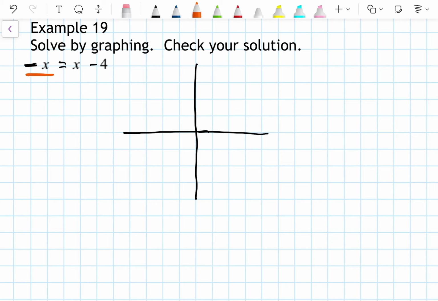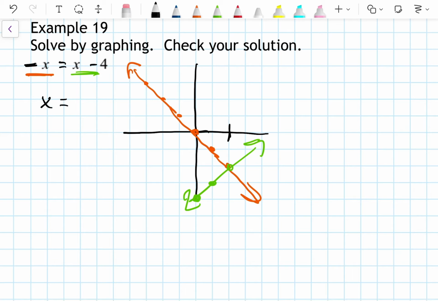The left piece is y equals negative x, so that would have an intercept of 0, and my slope is going down. So it'd be a line like that. My other one would have an intercept of negative 4 and a positive slope, so it'd be like this. My solution would be at positive 2, so x equals 2. I want to plug in just to make sure that's correct. I'd have negative 2 equals 2 minus 4, and that is a true statement. So there it is. My answer is x equals 2.